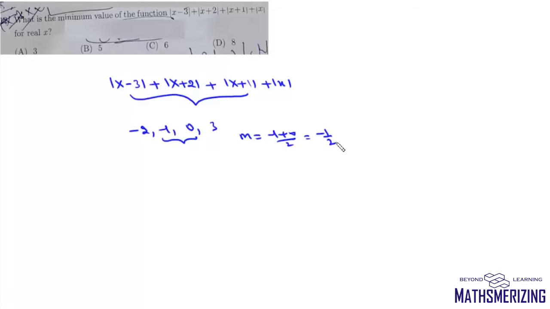Now if we put m as minus 1 by 2, it will be minus 1 by 2 minus 3, so that will be simply 7 by 2, plus 2 minus 1 by 2, which is 3 by 2, plus 1 by 2, plus 1 by 2, which is 12 by 2, and 12 by 2 is 6. So the minimum value of this function will be 6, and that's your option C.